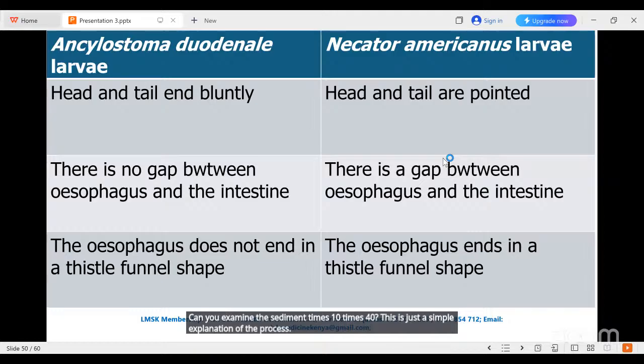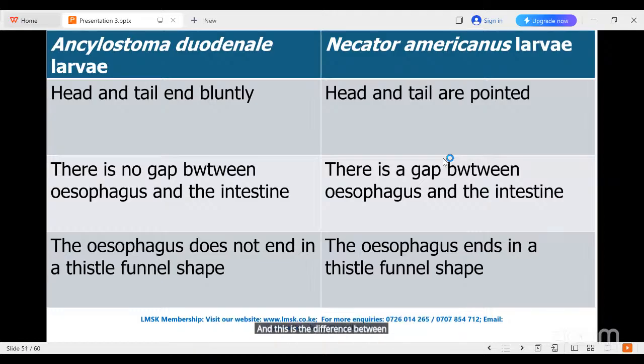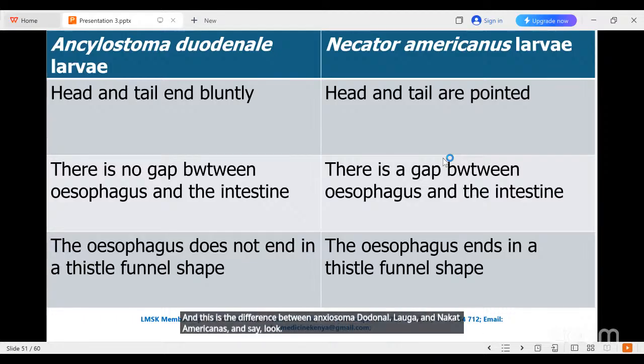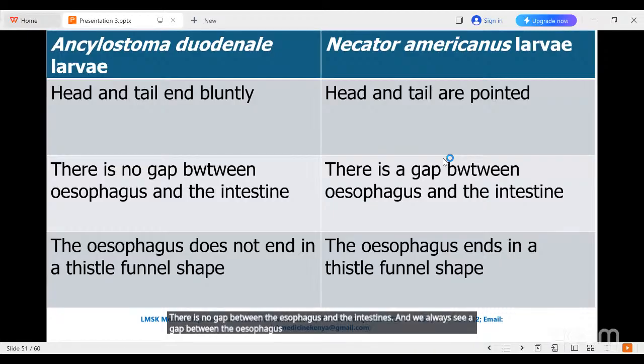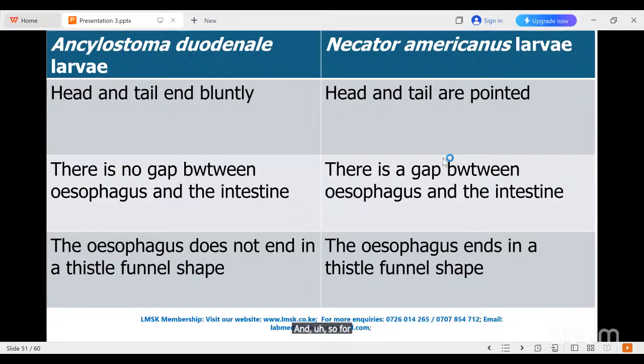And this is the difference between Ancylostoma duodenale larva and Necator americanus. Ancylostoma: head and tail blunt. Necator americanus: head and tail very pointed. In Ancylostoma, there is no gap between the esophagus and the intestines, and we always see a gap between the esophagus and the intestines for the larvae of Necator americanus. And the esophagus does not end in a funnel shape in Ancylostoma duodenale, but for Necator americanus, the esophagus ends in a funnel shape.